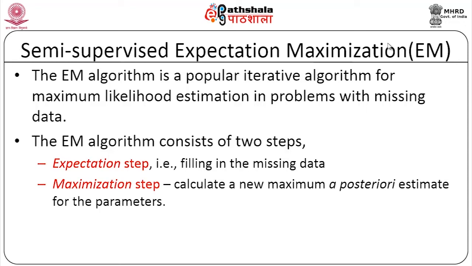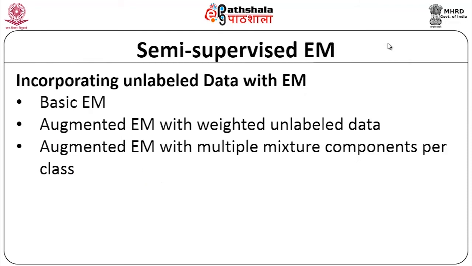It consists of two steps basically. The expectation step fills in the missing data, and the maximization step calculates the new maximum a posteriori estimate for the parameters, using the Bayes theorem. So, semi-supervised EM incorporates unlabeled data into the EM. We have not talked about the working of the EM; we will talk about that later. You have the basic expectation maximization algorithm, you augment it with weighted unlabeled data, and you augment the EM with multi-mixture components per class. It depends on how you are going to augment the data.